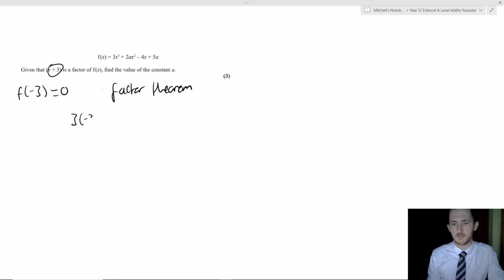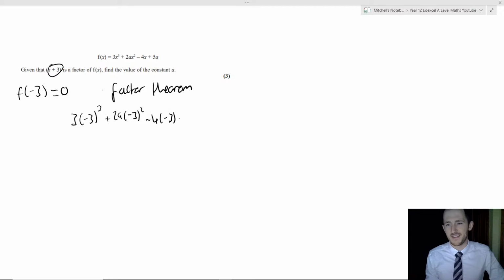So you have 3 times minus 3 cubed. 3 cubed is 27. Plus 2a times minus 3 squared. Minus 4 times minus 3. Plus 5a equals 0. So let's work out the numbers, okay? So we have 3 times minus 3 cubed. That gives me minus 81. Minus 3 squared is 9. Times 2 is 18. Minus 4 times minus 3 is plus 12.